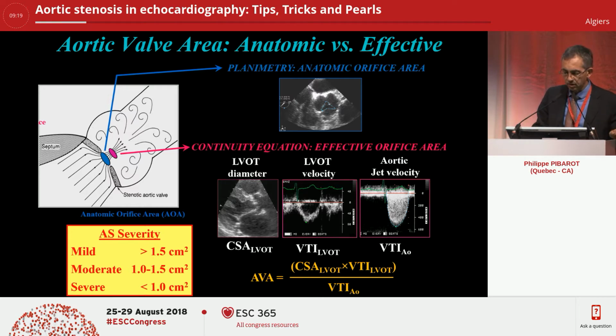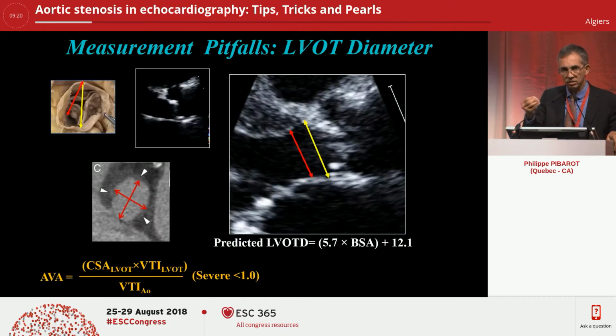So this is the continuity equation that you have here, where you have actually three measures: the cross-sectional area of the LVOT diameter and the velocity time integrals in the LVOT by pulse wave Doppler and across the aortic jet by continuous wave Doppler. And of course, the crux measurement in this is the LVOT diameter. A small error in the LVOT diameter will result in a large error in the aortic valve area because the LVOT diameter is squared in the continuity equation.